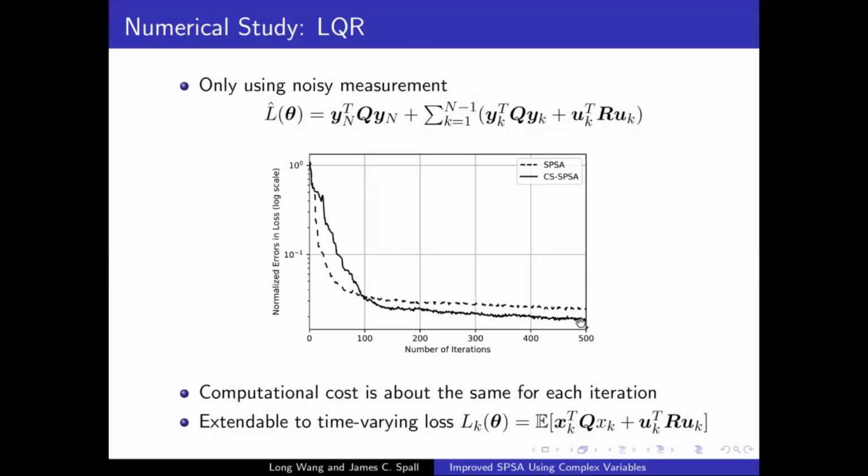So it shows that the complex step has better performance than SPSA. Another thing to mention is that this can be extended to time-varying loss, where you just take an instantaneous loss, and to get a noisy measurement, just change x to k, and then a similar result can also hold. That's it.